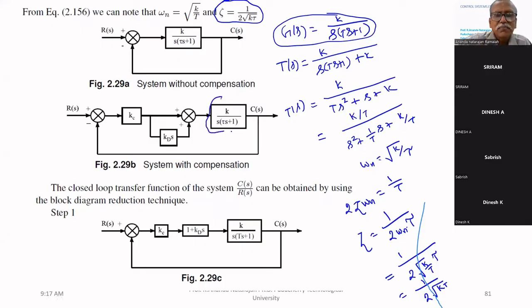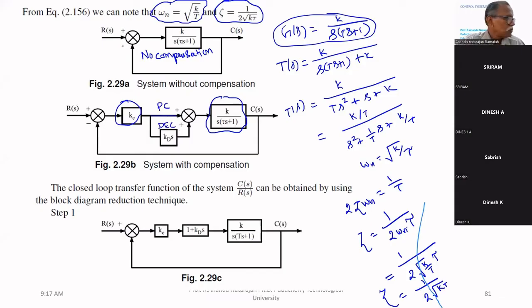This is the original system. There is no compensation here. For that, zeta equal to 1 by 2 root K tau, and omega n equal to square root of K by tau. These two we get when there is no compensation. Let us introduce proportional plus derivative error compensation. This line is proportional compensation. This is derivative error compensation.